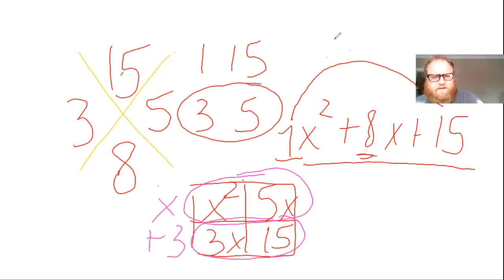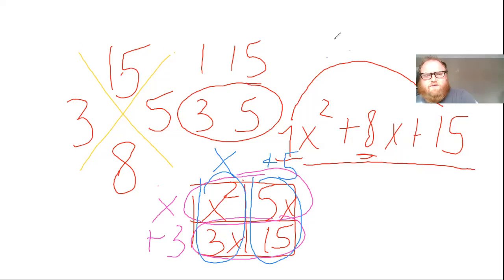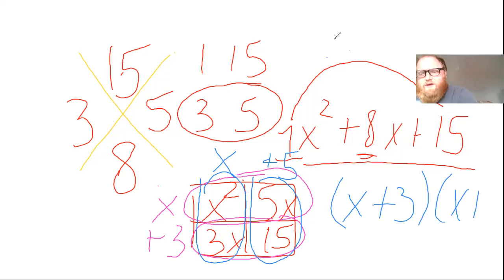Now we can look down. What's in common with x squared and 3x? The common factor would be x. And what's in common with 5x and 15? A number that goes into 5 and 15 would be a positive 5. So there's a little math magic. We get back to our original problem of x plus 3 times x plus 5.